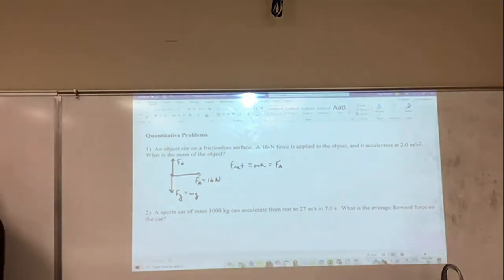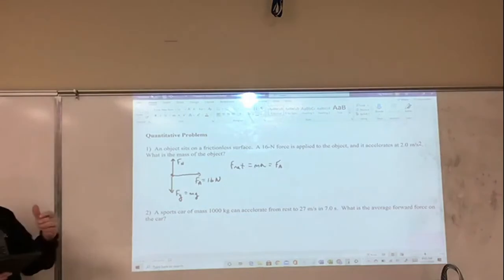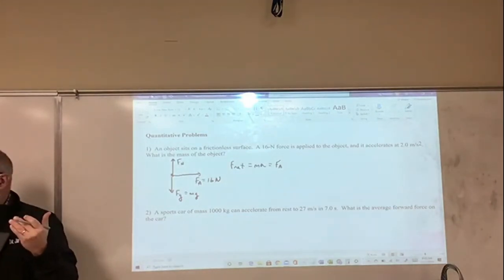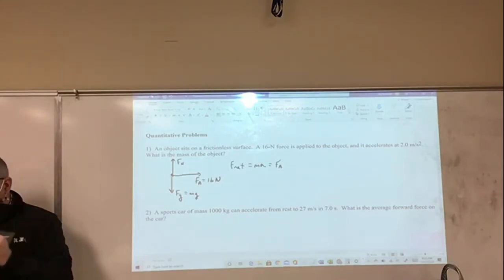Okay, now that I've got this net force equation, I've told you that the net force equation will always lead you to how to solve the problem. What am I looking for? I'm looking for mass. My practice is to circle what I'm looking for. So how am I going to find mass? I'm just going to do this, right? I'm going to say mass equals FA over A.